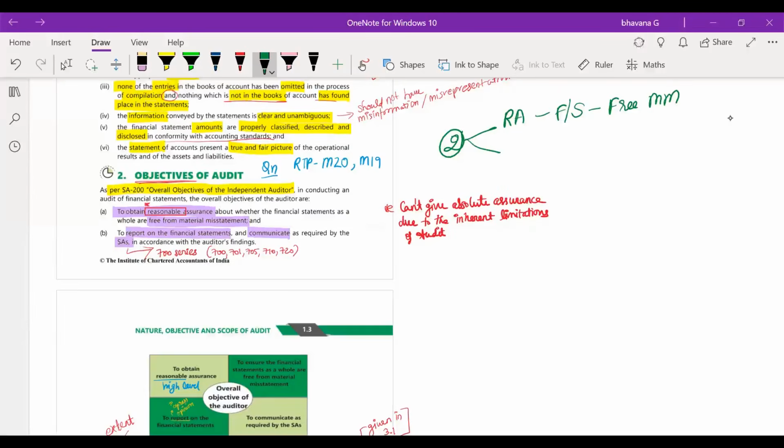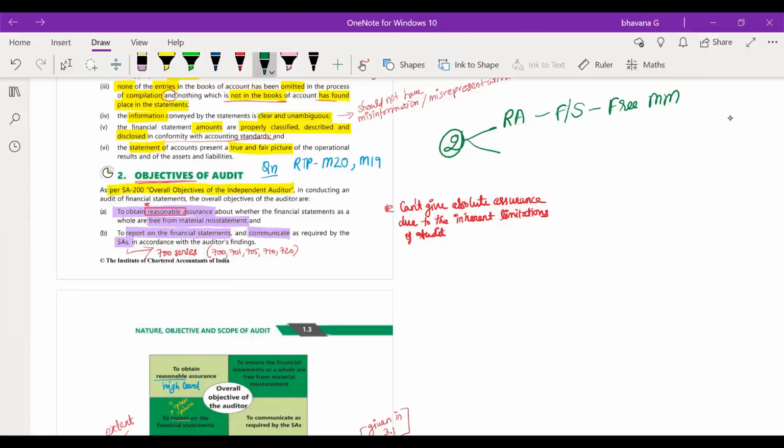What is reasonable assurance here? Reasonable assurance, always remember, he cannot say that 100% this financial statement is free from material misstatement. Any time he cannot say 100%. If he says 100%, that will become absolute assurance. Okay, he can only be sure of 70 to 80%. That is what reasonable assurance is, that in this financial statement, to the extent I have audited and being true to myself, these are free from material misstatement. Only 70 to 80% he can assure.